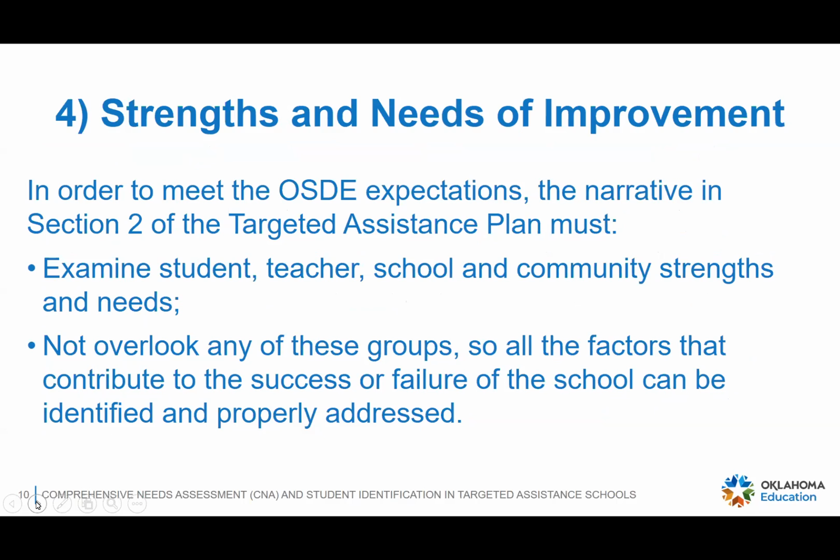Regarding the strengths and needs for improvement, in order to meet the OSDE expectations, the narrative in Section 2 of the Targeted Assistance Plan must examine student, teacher, school, and community strengths and needs, and must not overlook any of these subgroups, so all the factors that contribute to the success or failure of the school can be identified and properly addressed.